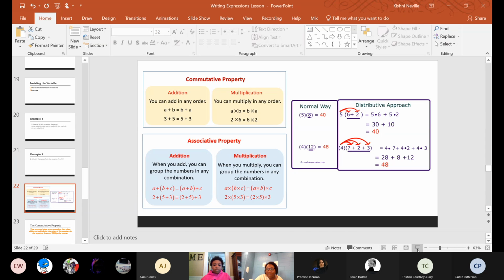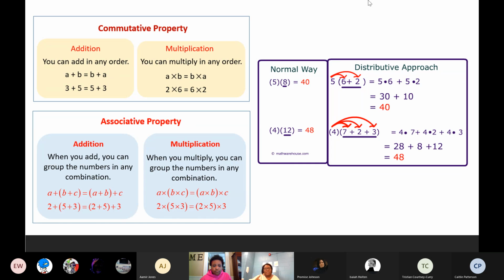We're going to start our conversation talking about the commutative, the associative, and the distributive properties to evaluate or solve an equation. So what we want to look at first are these three pieces of information.